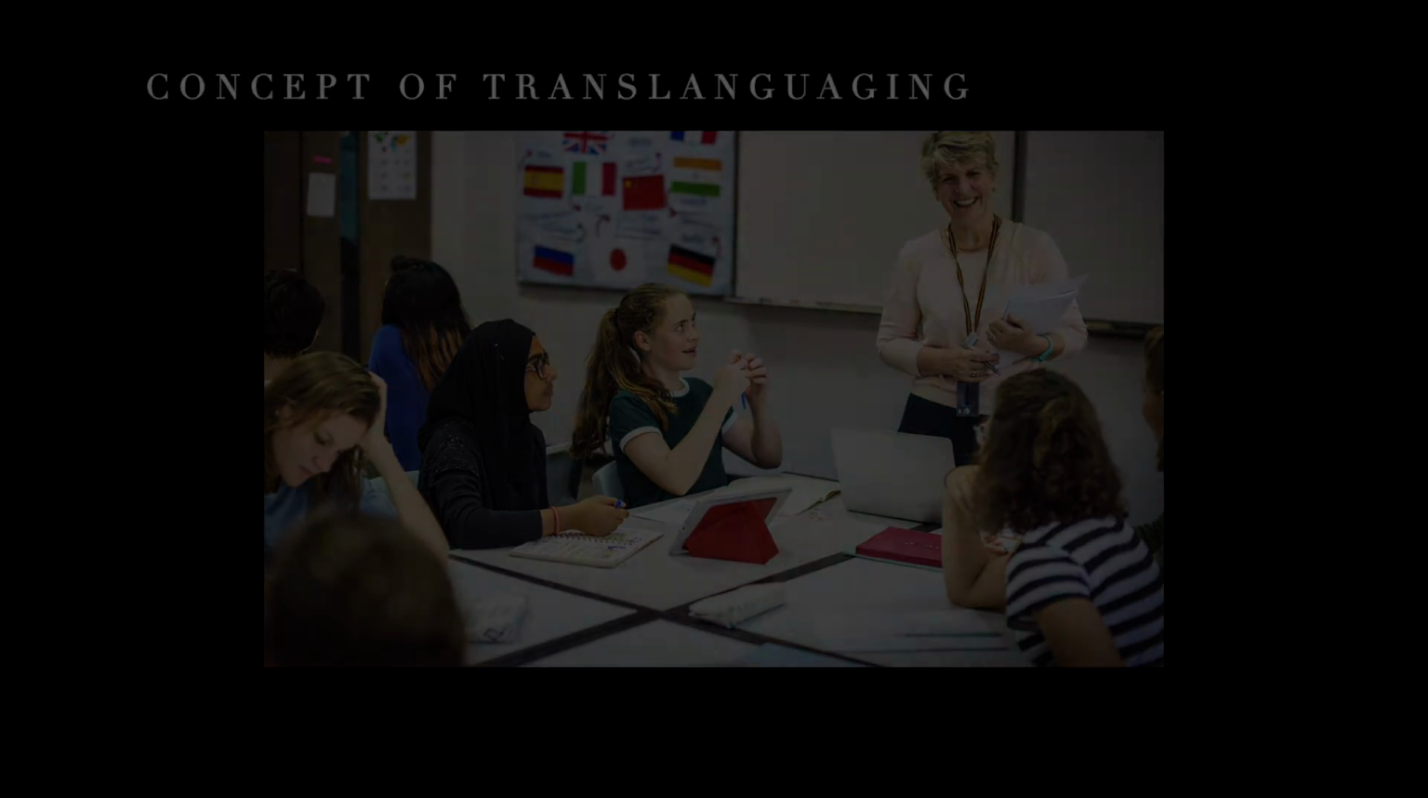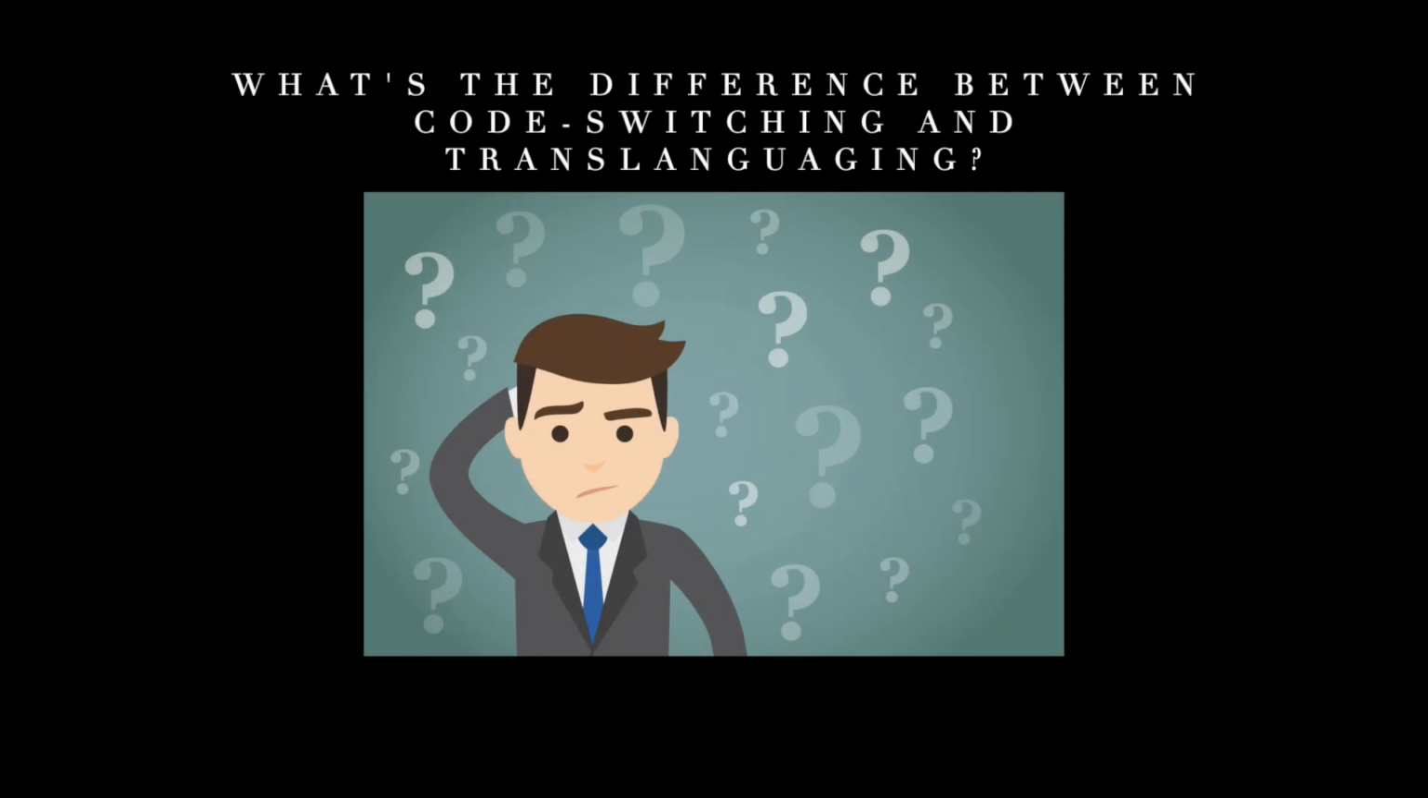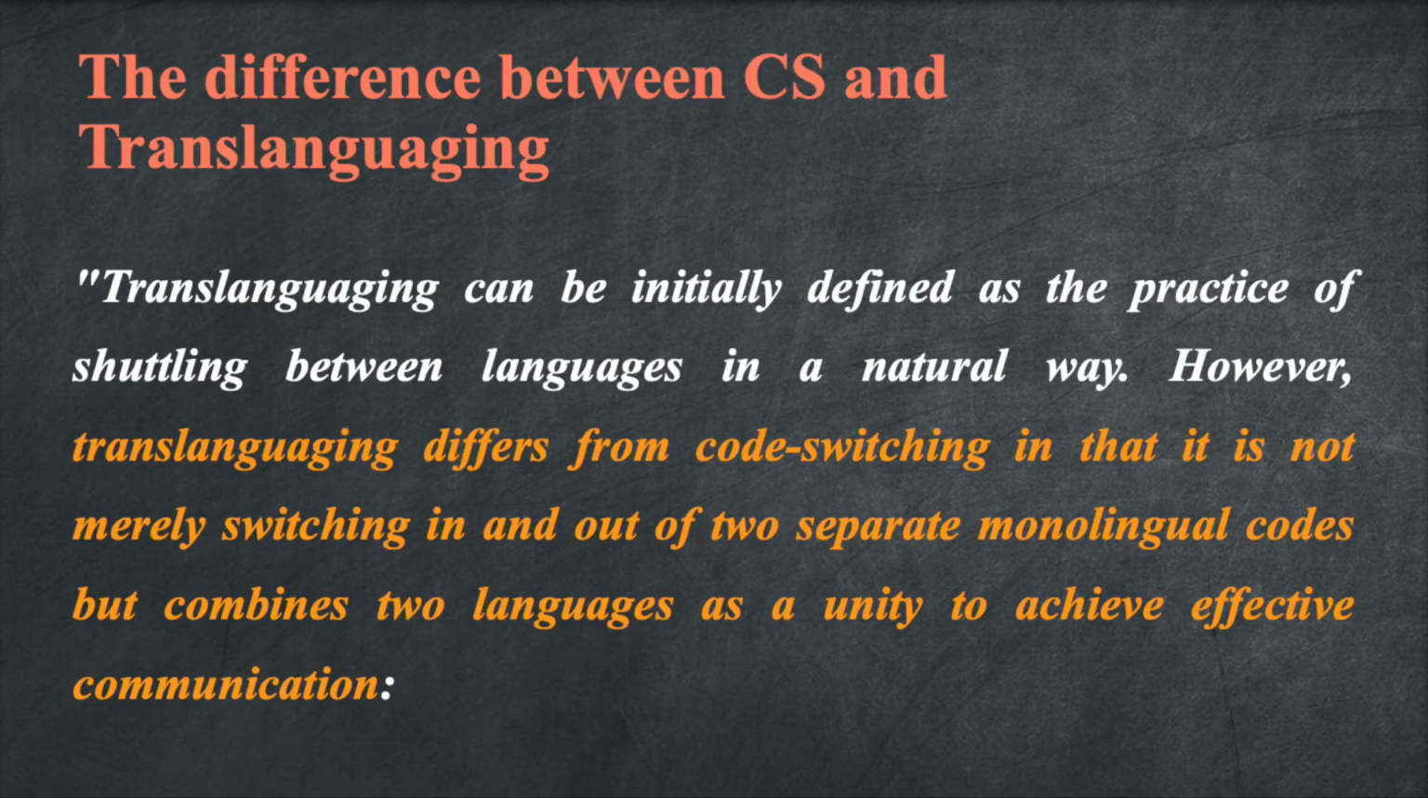Before moving on to the next topics, we should establish what the difference between code switching and translanguaging is. Kahiani, citing Garcia, establishes it by saying that translanguaging can be initially defined as the practice of shuttling between languages in a natural way. However, translanguaging differs from code switching in that it is not merely switching in and out of two separate monolingual codes, but combines two languages as a unity to achieve effective communication.